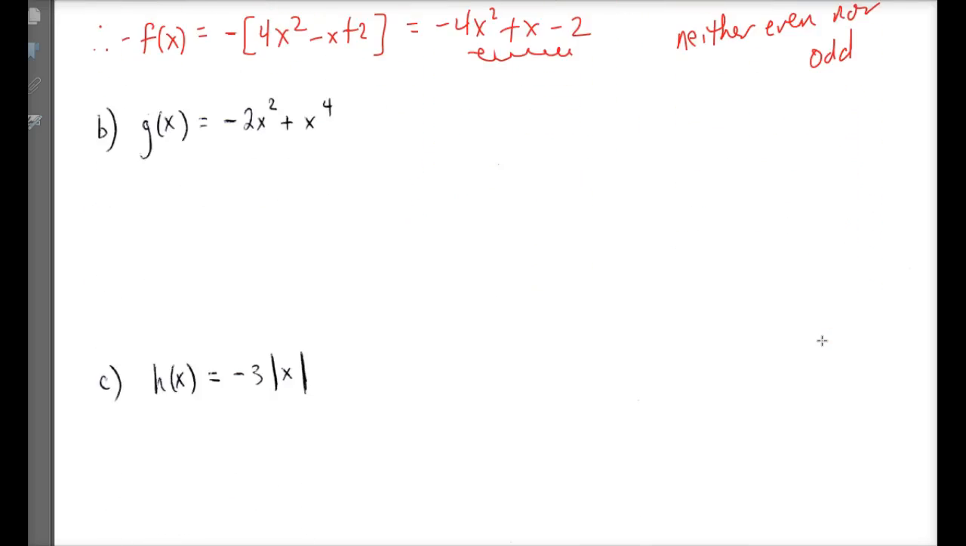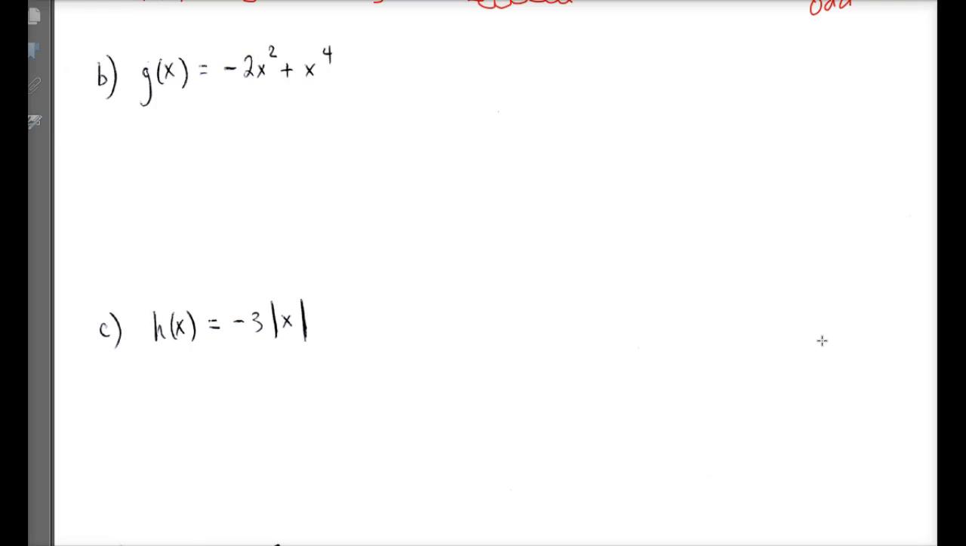Moving on to the next example, if we want to algebraically test this, again, we could just say g of negative x, and everywhere we see x, we replace it with a negative x.